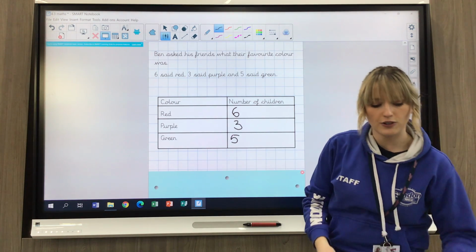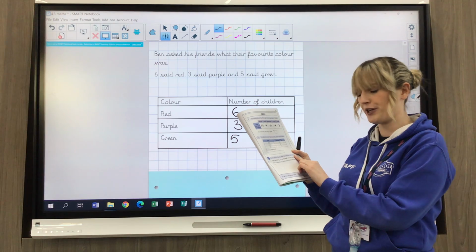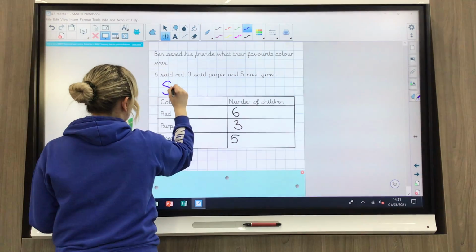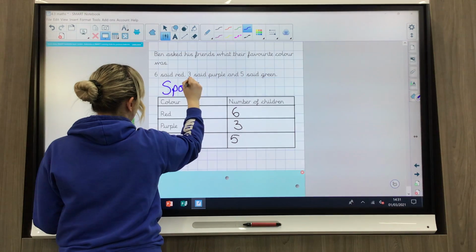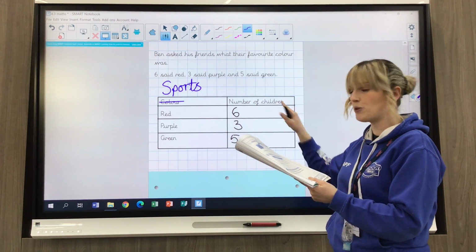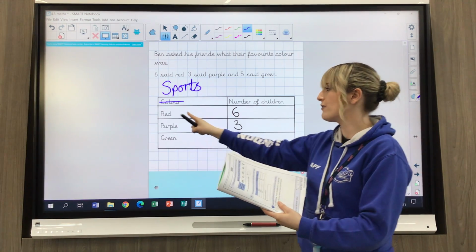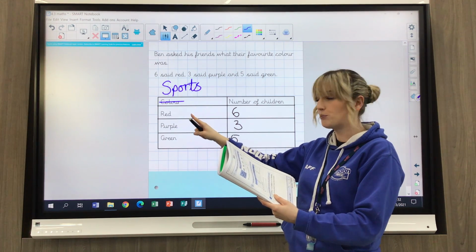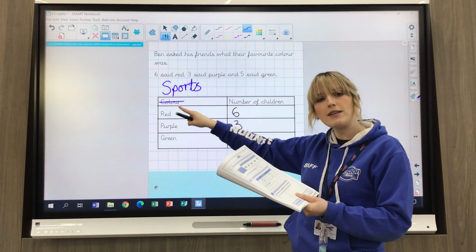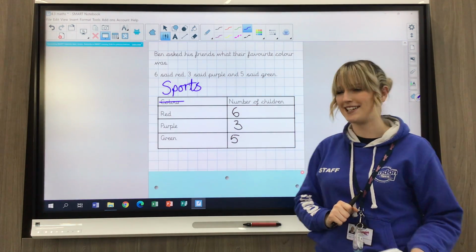So looking at your question, it says Martin asked his friends what their favourite sports were. Okay, so instead of colour, you'd have the title sports. So in yours, you'd write sports. Now, he's asking his friends, so you'd still keep number of children, or you might want to put number of friends. It says 5 said swimming, so in one of your options it'd be swimming. 11 said football, so you'd put football. And 3 said dancing, so you'd put dancing. So swimming, football and dancing would be in your table, and then you'd have to write the correct numbers. I'm sure you'll be amazing at that.